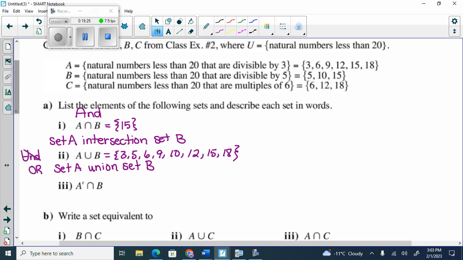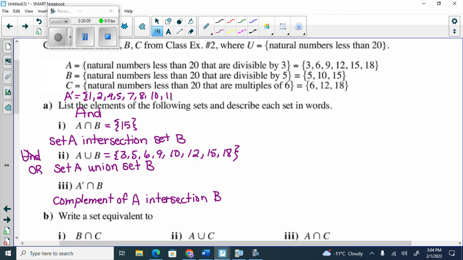And then not A and B. So this would be the complement of A intersection B. And I will always list the complement out before I try and do the intersection of it. I literally will. I know it takes a bit more, but I don't care. So A complement is all the natural numbers less than 20 that are not 3, 6, 9, 12, 15, or 18. So it's going to be 1, 2, 4, 5, 7, 8, 10, 11, 13, 14, 16, 17, and 19.